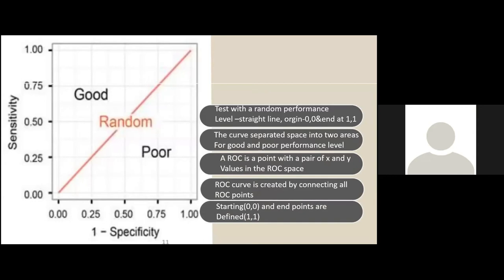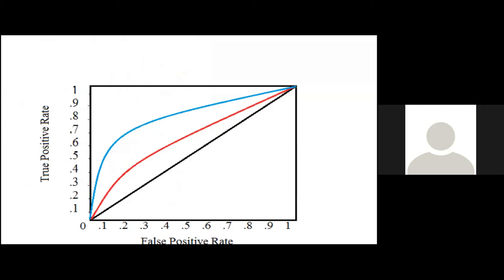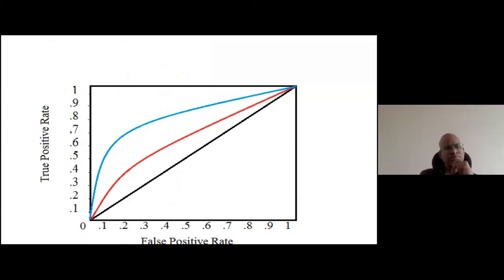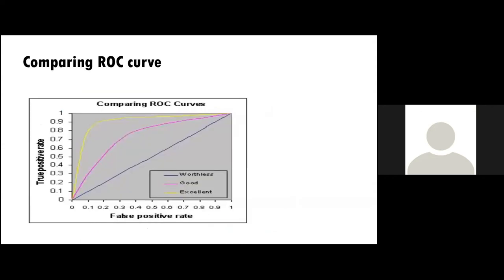I have told you that the start will be 0, 0, and the end point is defined as 1, 1. So these are the two curves you can see. Which one has better discriminatory power, the blue one or the red one? Yes, all of you are right. It is the blue one, because that blue curve is farther from the diagonal line. So it has more discriminatory power. That gives a very visual impression. And again, this is the same thing: worthless, good and excellent. The yellow one is the excellent. The more it moves toward the vertical Y axis, the better it is.